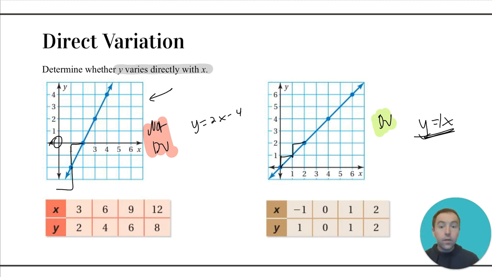And y equals 2x minus 4 would not be direct variation because it's got that extra subtracting of 4. Cool. All right, and then at the very bottom there, you've got a couple of tables. So you'd want to be able to determine whether you have a line, and then it also goes through 0, 0.